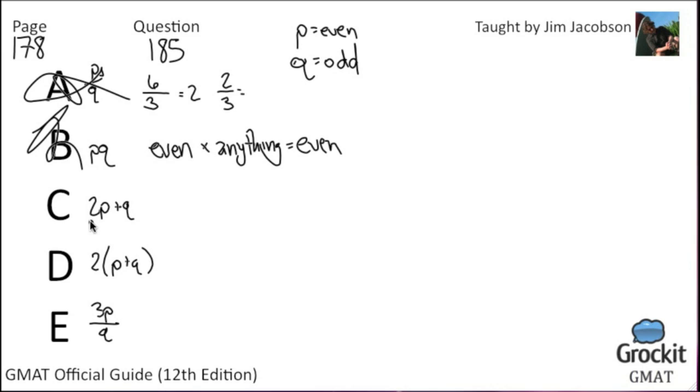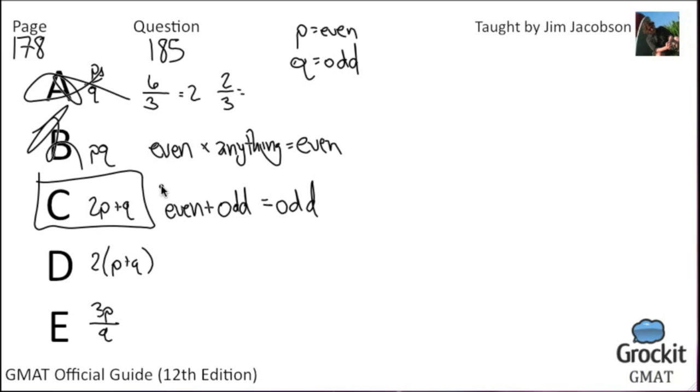2P plus Q. 2 times P, again, is even times anything, which is even. But then we have to add Q, which is odd. Even plus odd, just do 2 plus 3 in your head, gives you 5, which is odd. Even plus odd is always odd. So answer choice C is looking like our awesome answer choice, but we should double check to make sure that we're not missing something obvious.